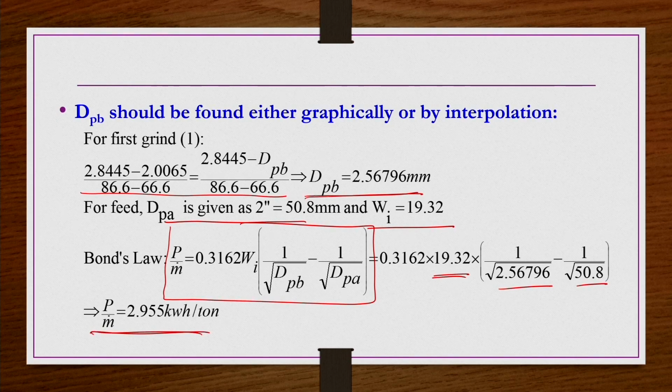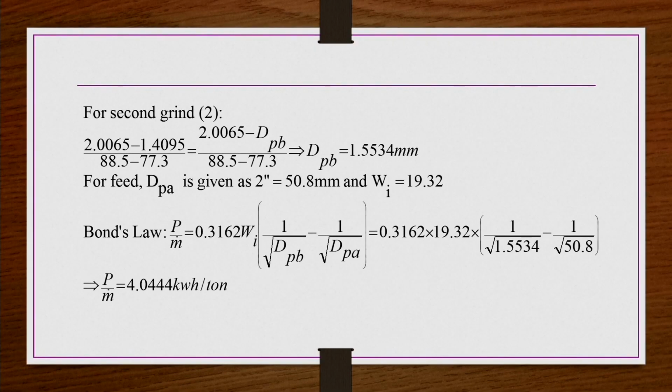Exactly the same thing we have to do for the second grind. If you do the interpolation, you are going to find DPB as 1.5534 mm. Substitute that in this equation: DPA, WI, and everything else remain the same. So, you can find P. m dot is not given, so P by m dot you can find for this case also, as 4.044 kilowatt hour per ton.